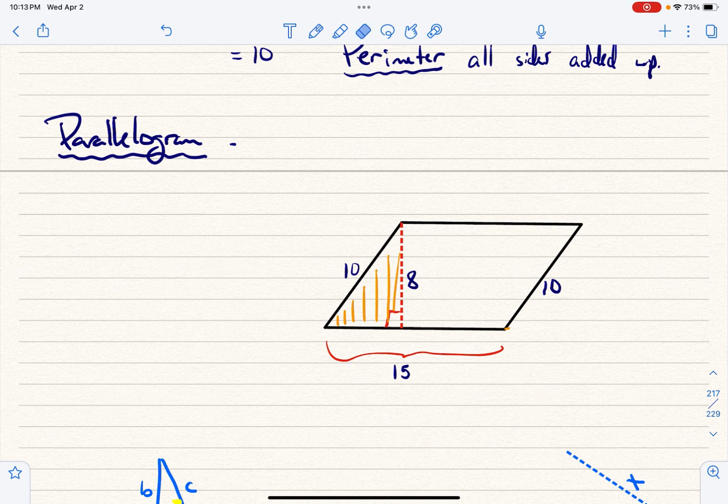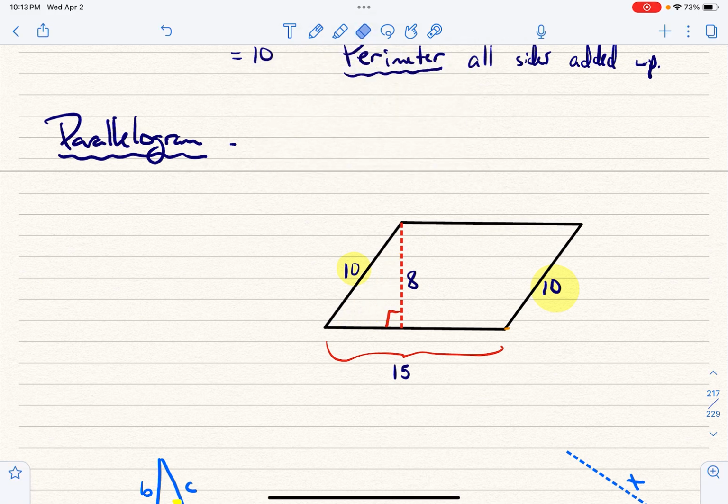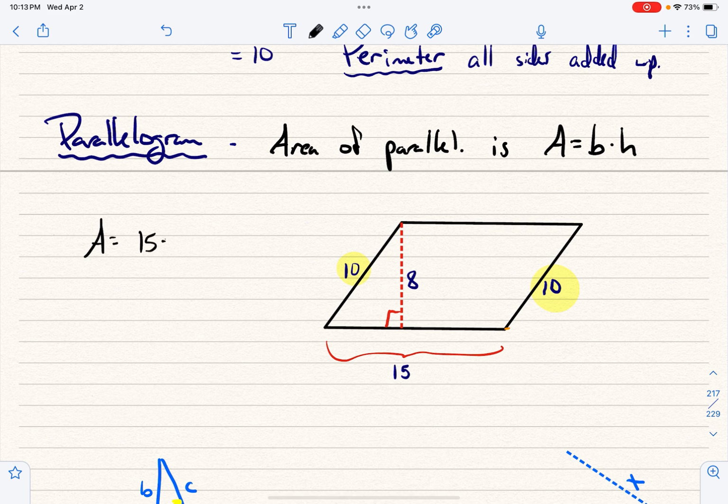Again, we've got this other number here, in this case, this 10, that just doesn't matter. We don't care about that 10. It has nothing to do with this, okay? So we go base times height. So the area of a parallelogram is base times height. It's still just base times height. So in this case, I say the area is equal to base, which is 15, times height, which is 8. So the area is equal to 15 times 8 is 120. Perfect.